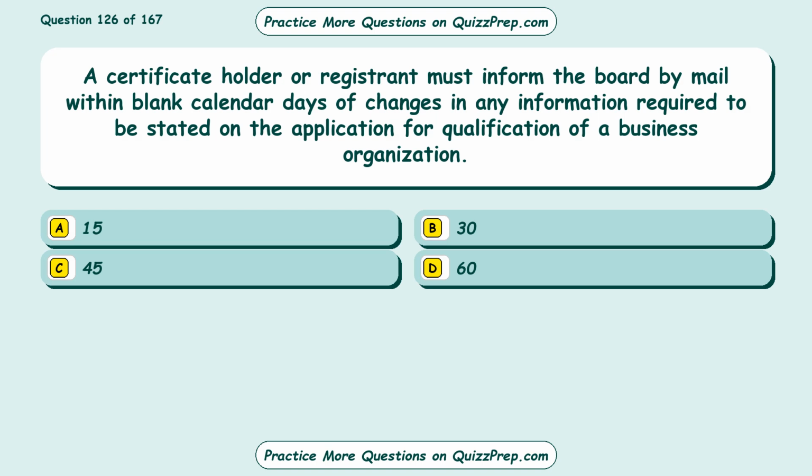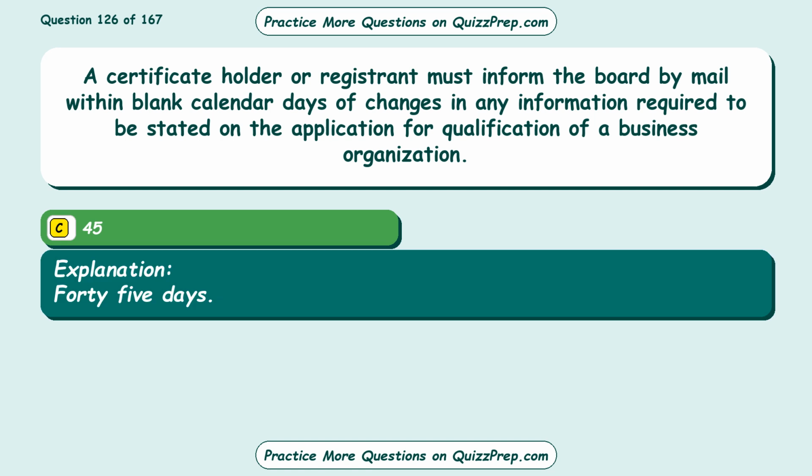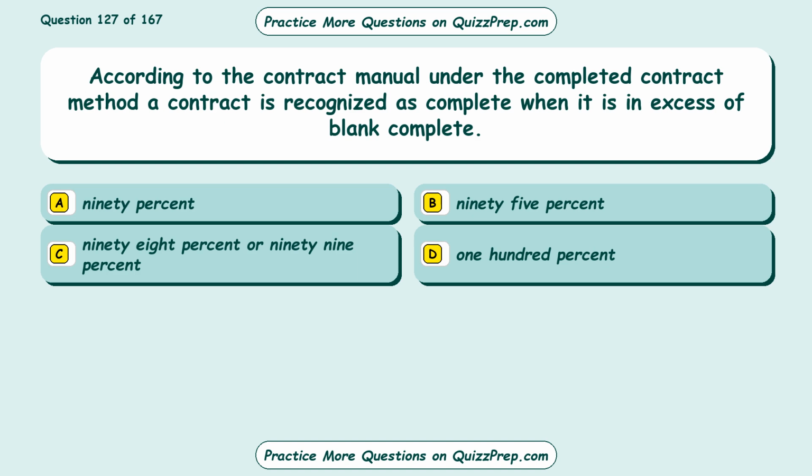A certificate holder or registrant must inform the board by mail within blank calendar days of changes in any information required to be stated on the application for qualification of a business organization. Option A, 15. Option B, 30. Option C, 45. Option D, 60. The correct answer is option C, 45. 45 days.